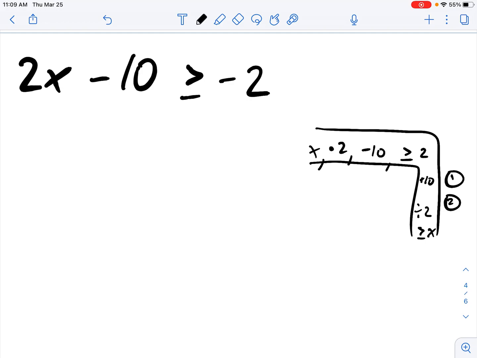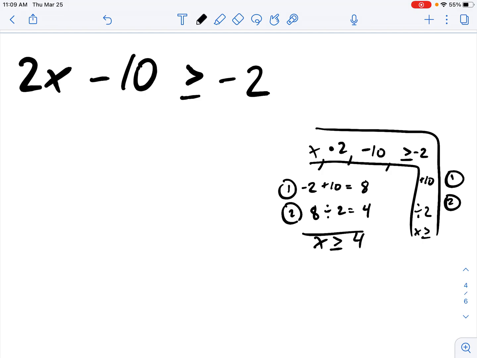So then you can just get started, right? Negative 2, sorry, it's negative 2. Negative 2 plus 10 is positive 8. And then you have 8 divided by 2 is 4, okay? So then you'll have x is greater than or equal to 4. Sorry, I put this on the wrong side. So x is greater than or equal to 4, all right?